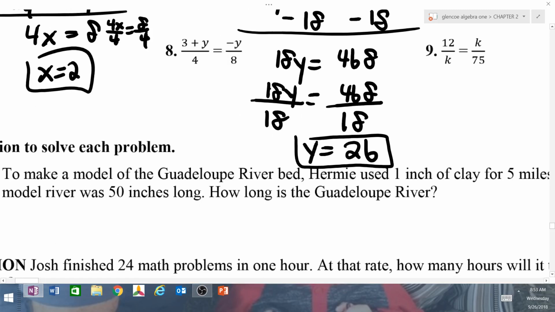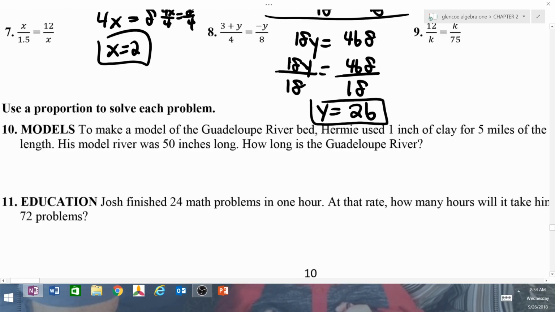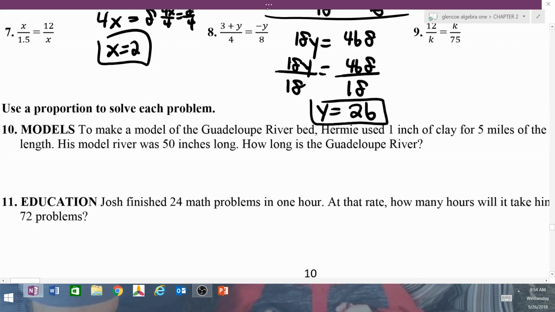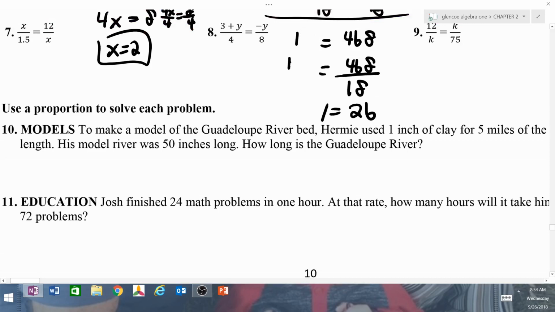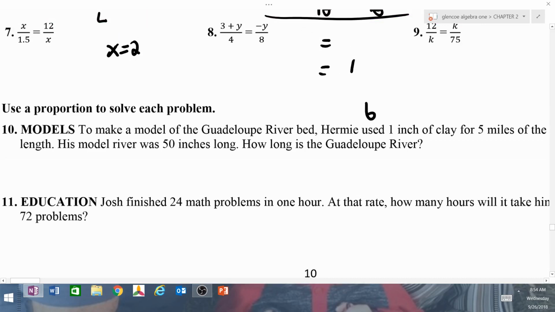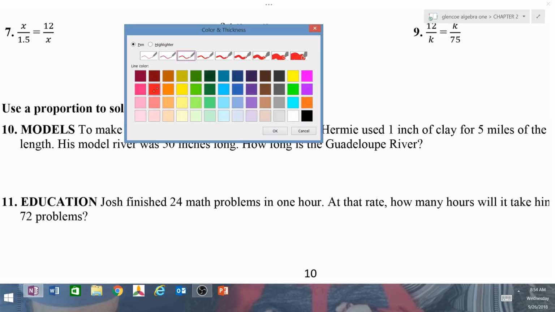Outstanding. Okay, I want to spend time on word problems. I'm just going to share with you that I'm really big on word problems because most word problems can be solved by using an equal proportion. So let's go ahead and look at these two word problems together. I will do one with you and then we'll let you do the other one on your own.